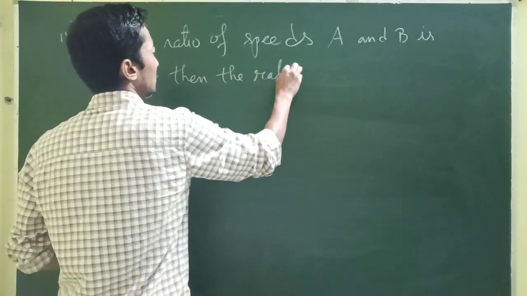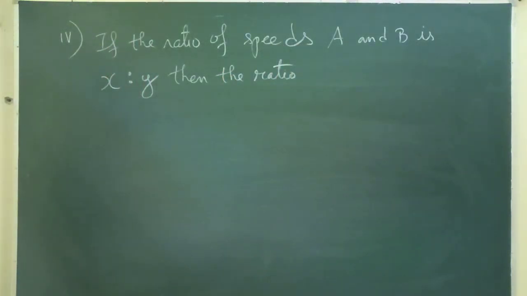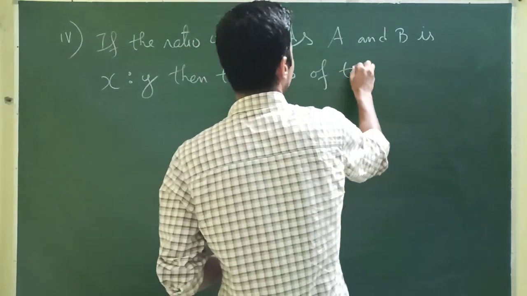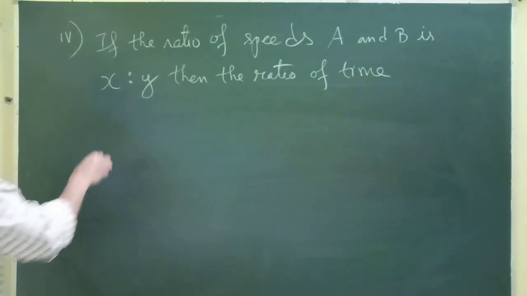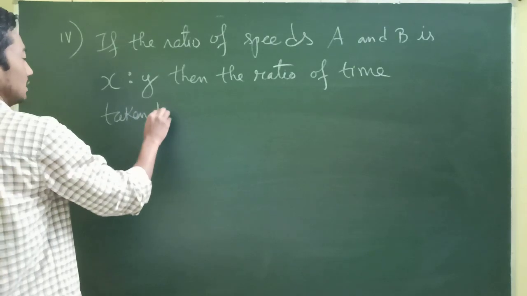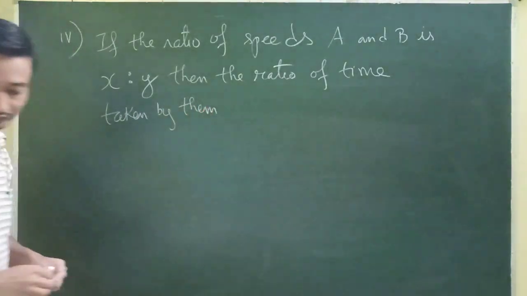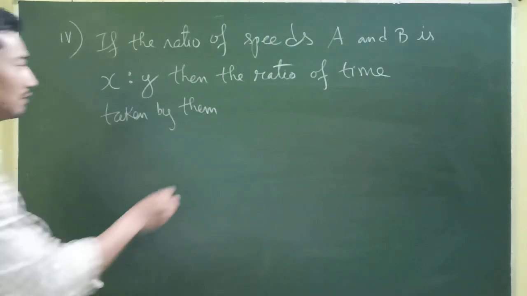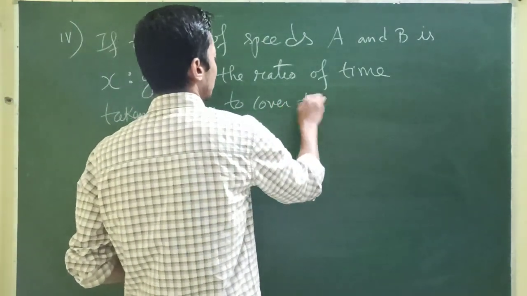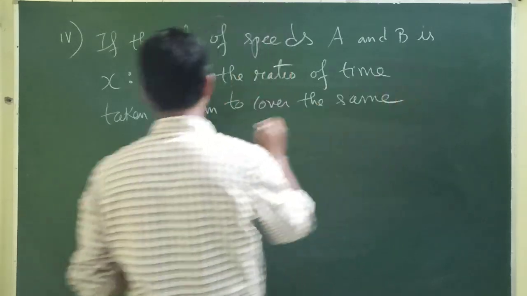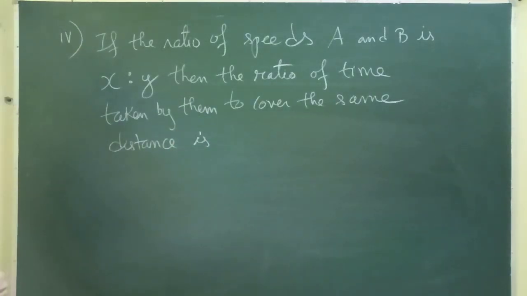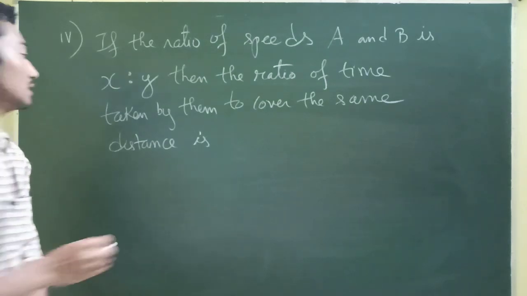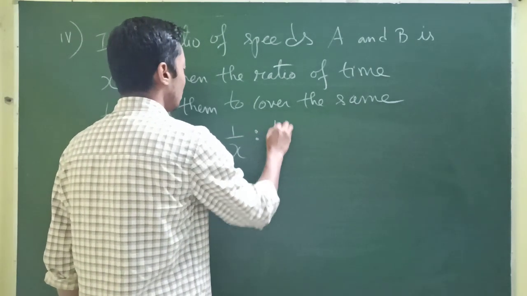the ratio of their respective times taken by them to cover the same distance is 1 by x is to 1 by y.